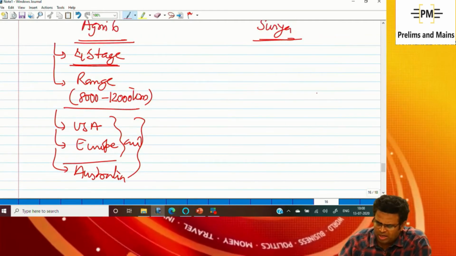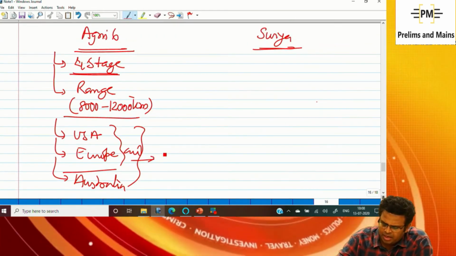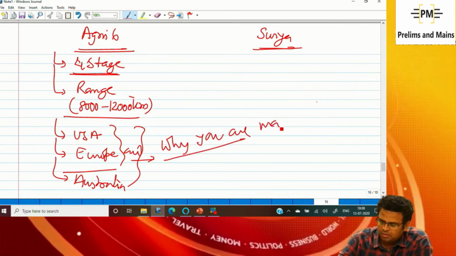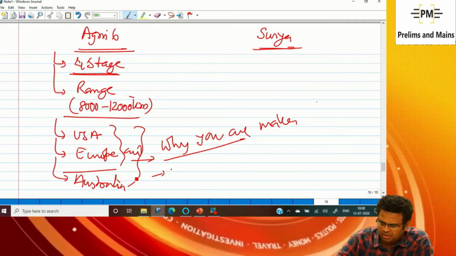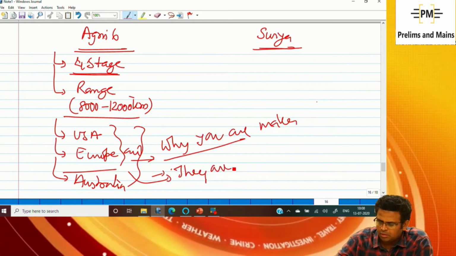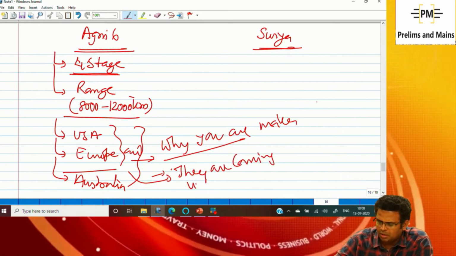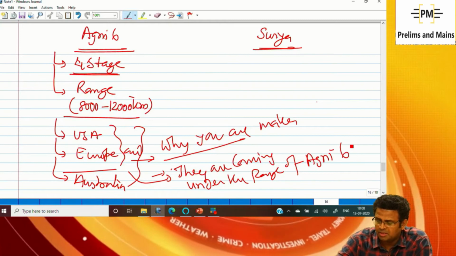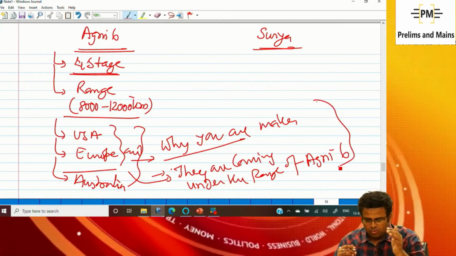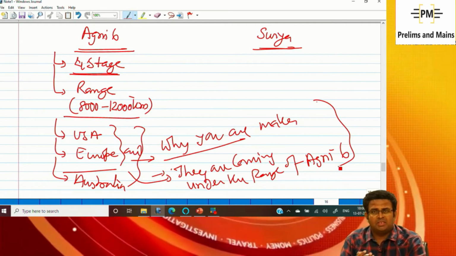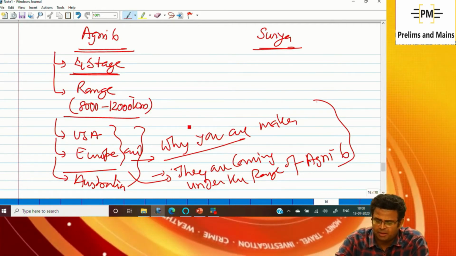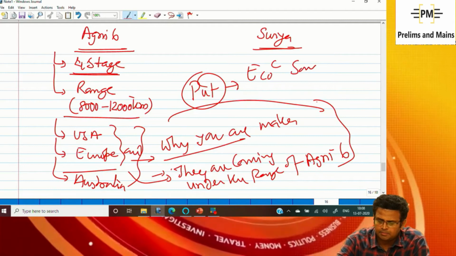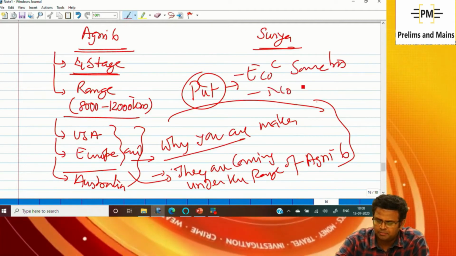Now, why are you making Agni 6? They will ask why you are making it, because these developed countries are coming under the range of Agni 6. India knows that they will put an economic sanction, meaning no trade with India.